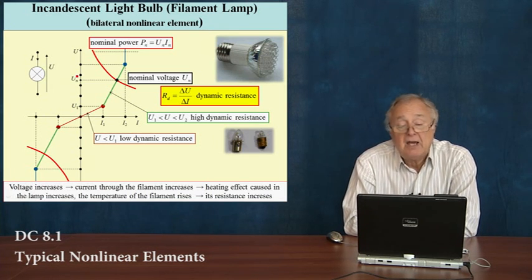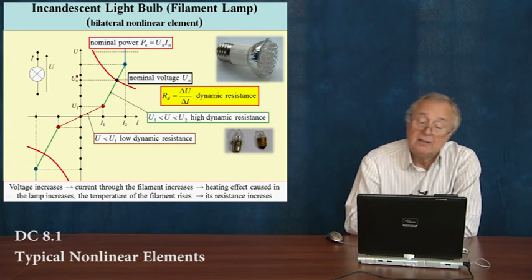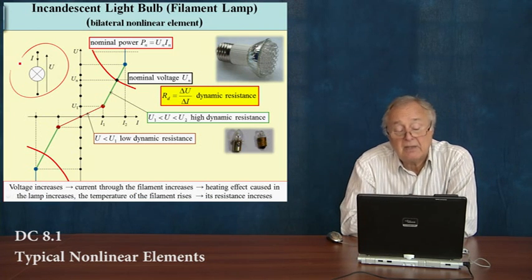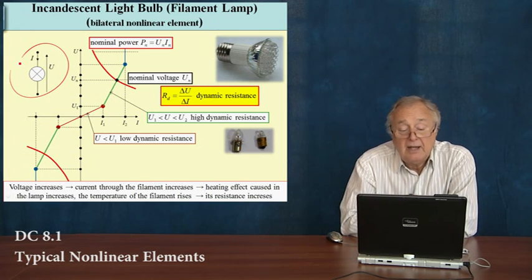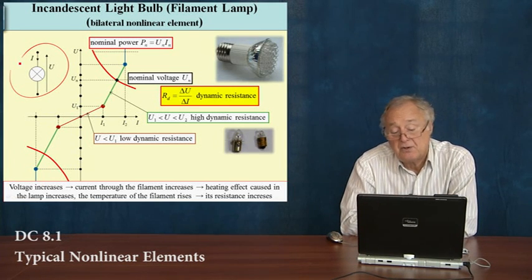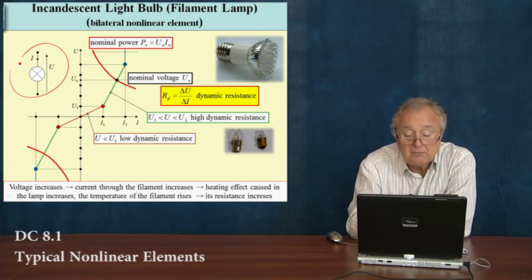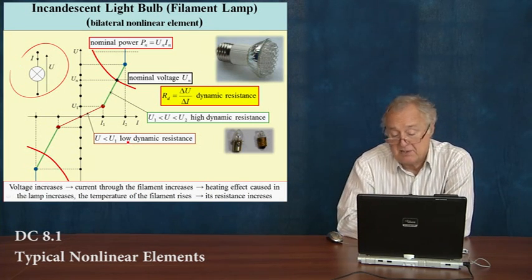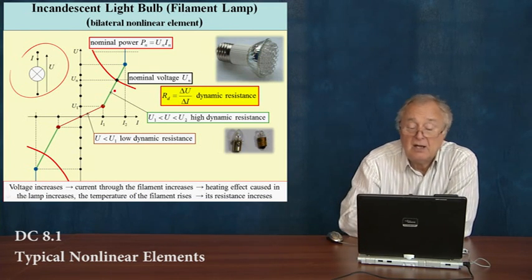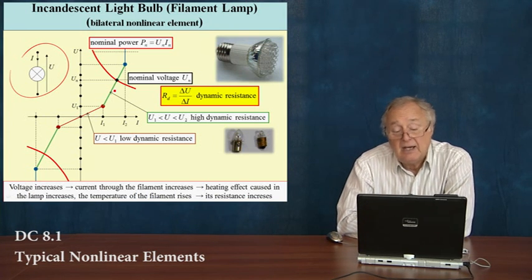Let's start with a light bulb, a filament lamp, and its UI characteristic. It is a schematic description, and this time on the vertical axis voltage, on the horizontal axis current. As you can see, for low values of voltage we have low dynamic resistance. Then we have this green segment, which is the segment that the operating point should be located at, and then we have a blue segment.